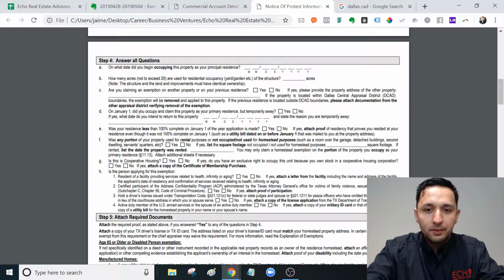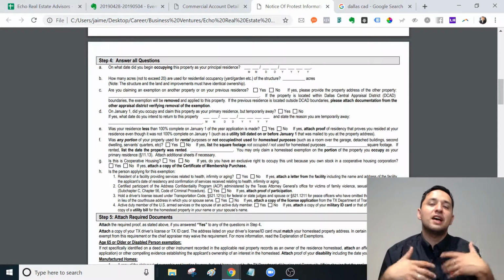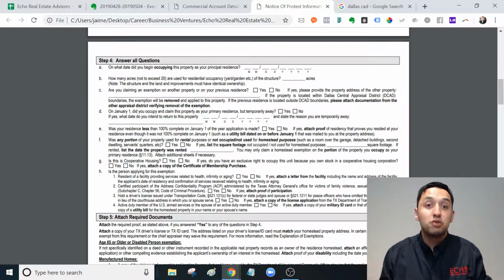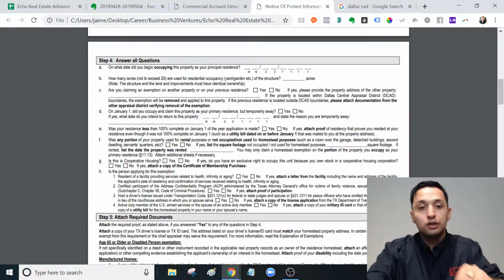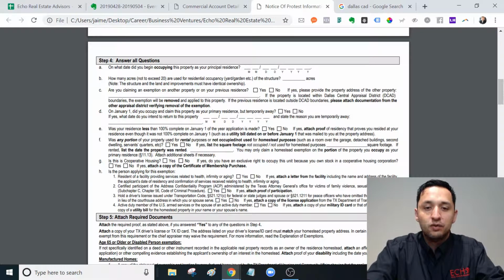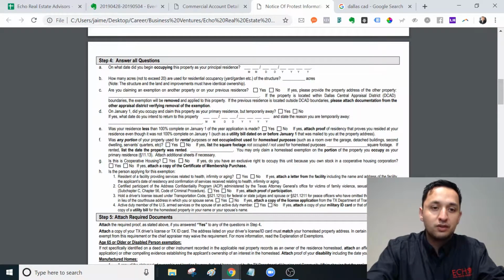It's kind of important. Was any portion of your property used for rental purposes or not occupied, not used for homestead purposes, such as a room, a garage, or a detached building? In other words, they're asking, has this been income producing for you? In this example, we would put no, but only you know your situation. If yes, list the square footage not occupied and not used for homestead exemption purposes. Then they ask you for the footage. List the date the property was rented.